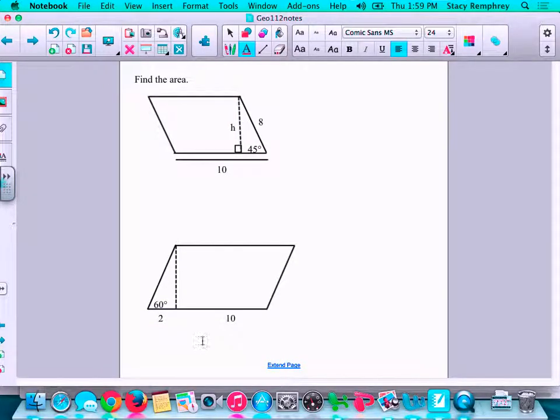So over here, I have 2 examples. They're both parallelograms, so I'll tell you that. And what I'd like you to do is push pause and work through these examples.